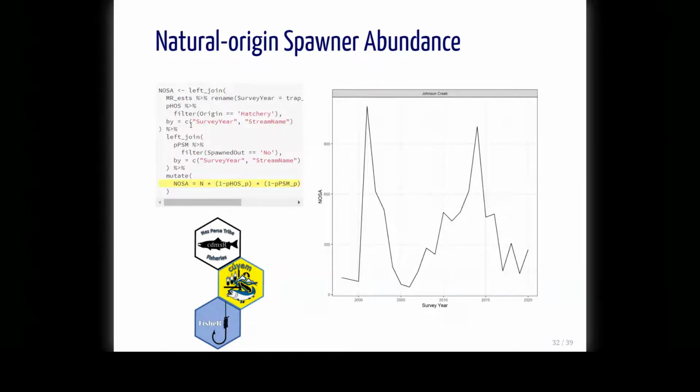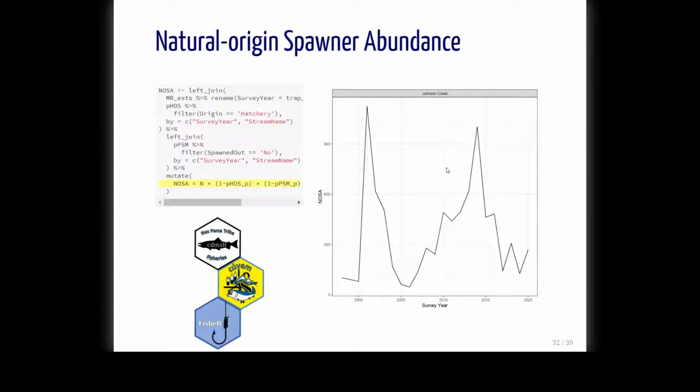By quickly joining those data sets together, I can join my mark recaptures, my pre-spawn mortalities, and my PHOS numbers, and I can run it through my very simple equation to calculate NOSA. And now I have NOSA for my above weir population in Johnson Creek. And actually behind the scenes, I have it for all of our other systems also. I'm just displaying Johnson Creek at this time.